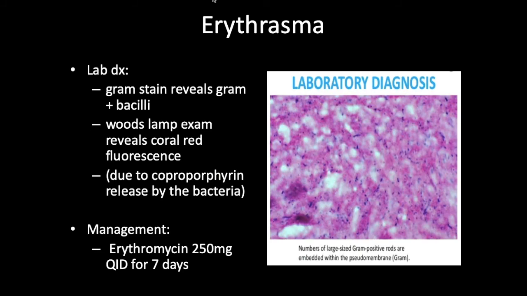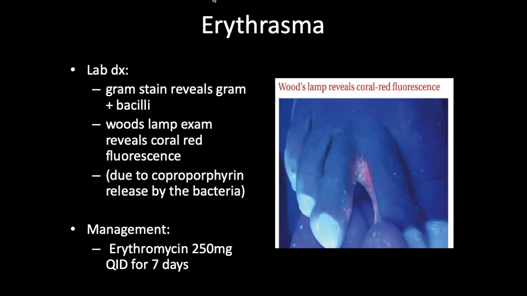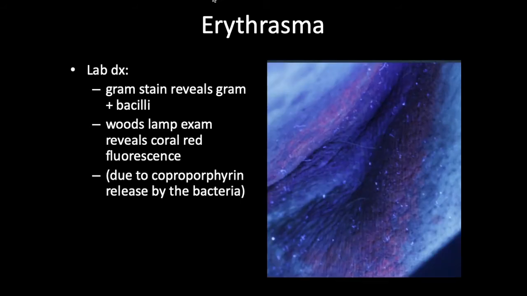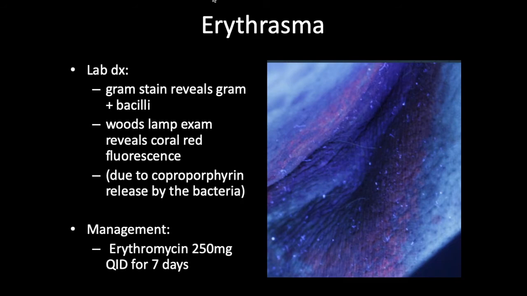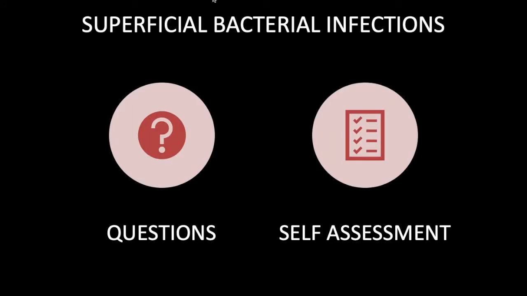For the diagnostics, you can do gram stain, which will reveal gram-positive bacilli, Wood's lamp, which will reveal coral red fluorescence. The coral red fluorescence is due to the coproporphyrin that is released by the bacteria. And management-wise, erythromycin 250 milligrams 4 times a day for about 7 days. That's it for our lecture on superficial bacterial infections. Let's have some questions as self-assessment.